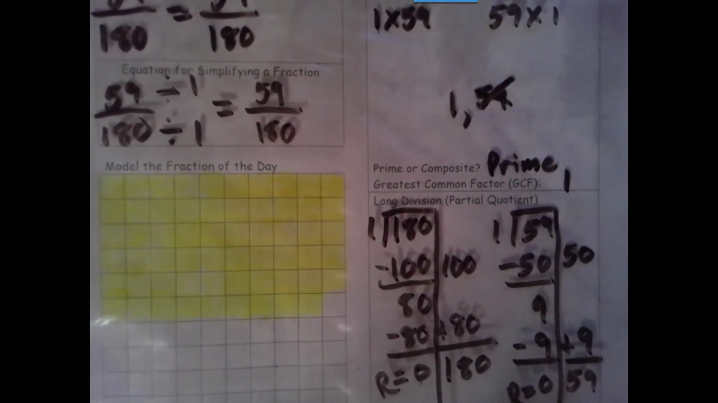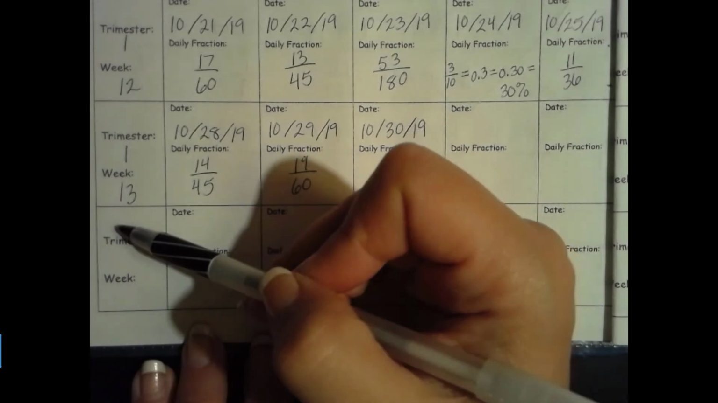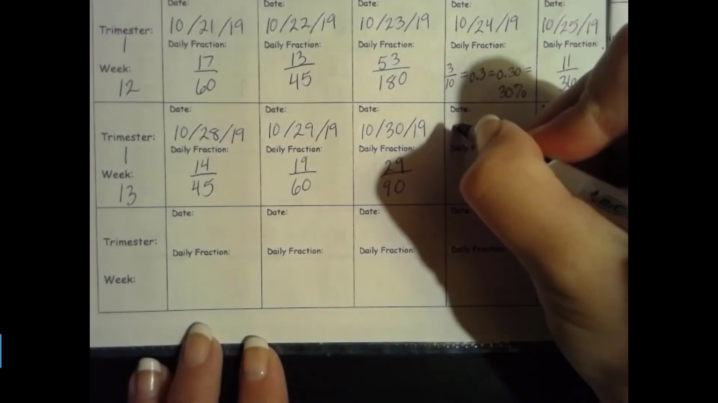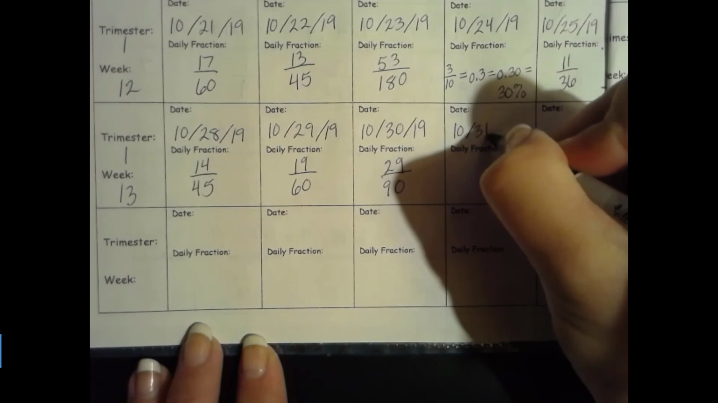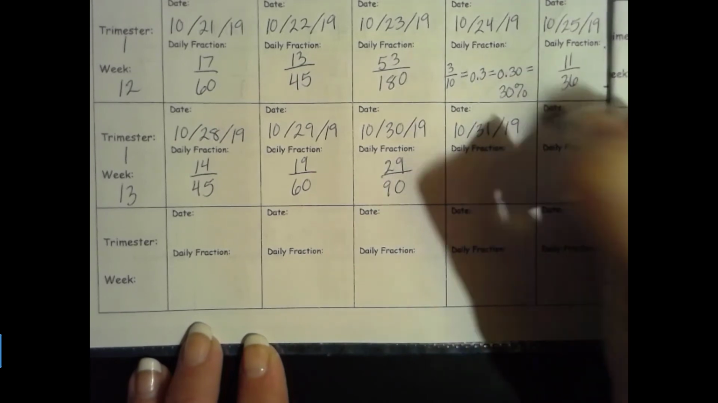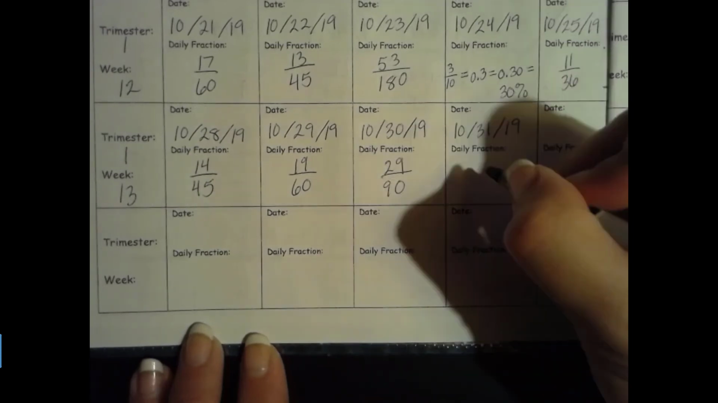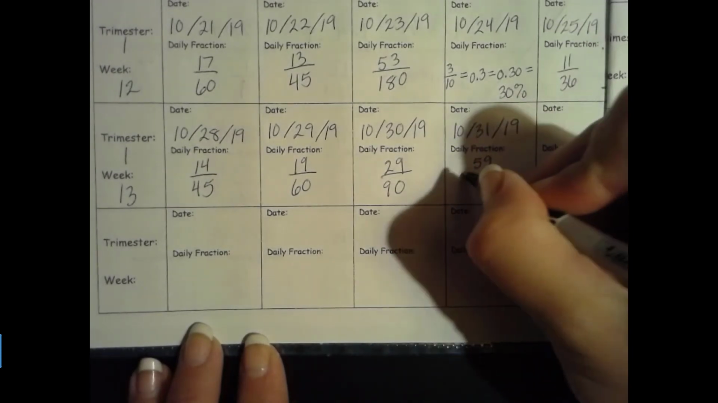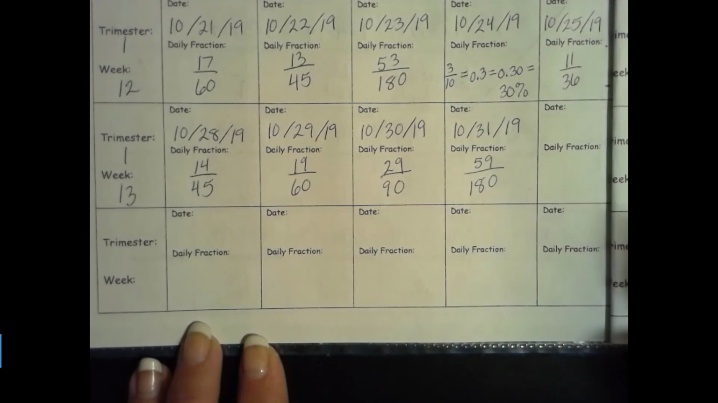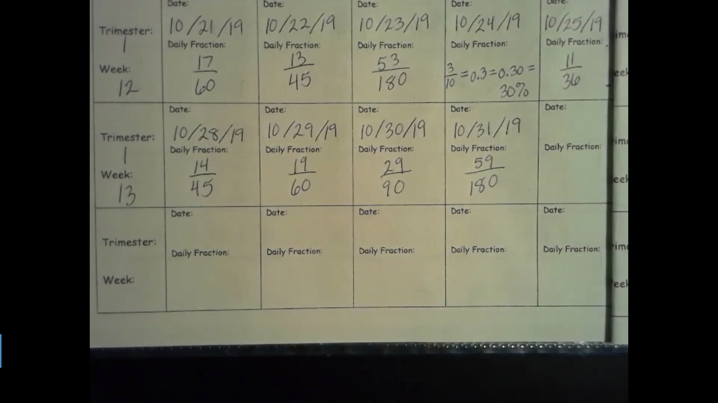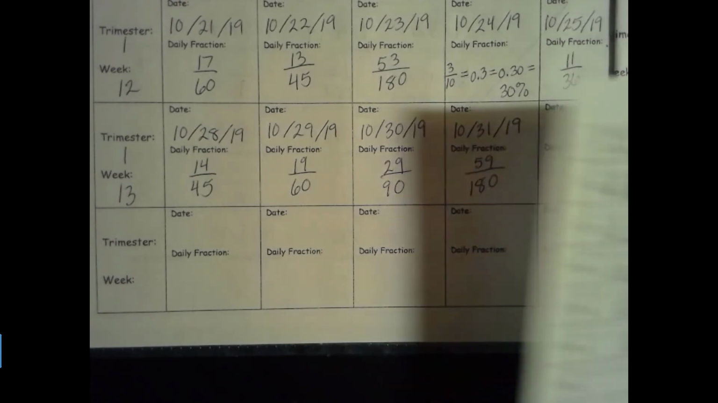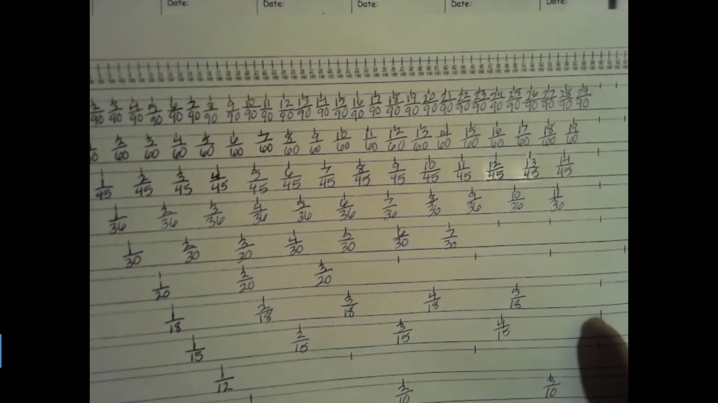All right, so let's go ahead and fill in our data collection page. Trimester 1, week 13. Today's date is 10/31/19. Okay, and our fraction for today, 59/180th, since 59 is a prime number and not a factor of 180. Our greatest common factor was 1, meaning we had to make groups of 1.